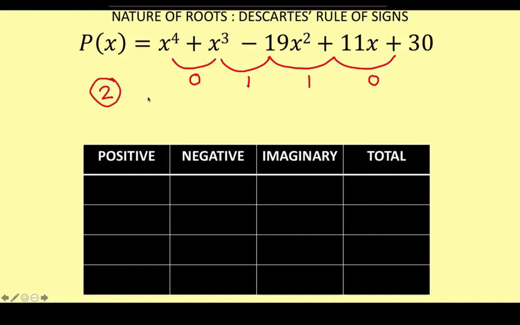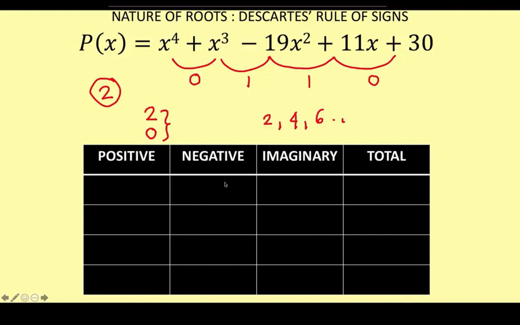And according to Descartes' rule of sign, we can expect 2 positive roots or less than this number by an even integer. What are the even integers? That means if I subtract 2 by 2, I get 0. I can also have 0 positive real root. So we'll just ignore those negative numbers. We expect to get either 2 positive real roots or 0 positive real root.